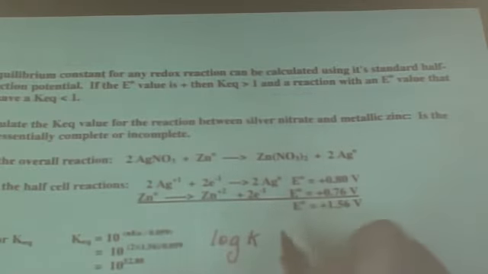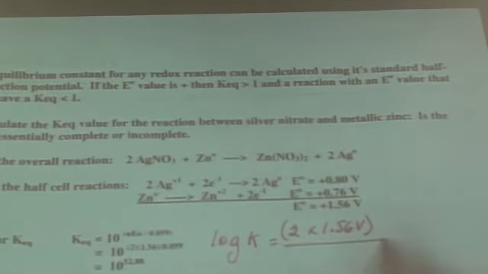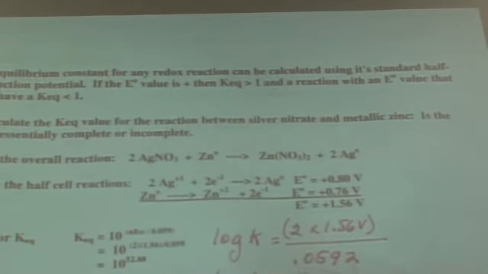The log of K would then be equal to the number of moles of electrons, 2, times the cell potential, 1.56 volts, over that magic number. Can you do this on your own? Yeah, I think it's around 10 to the 52.8. The log of K is equal to 52.88.